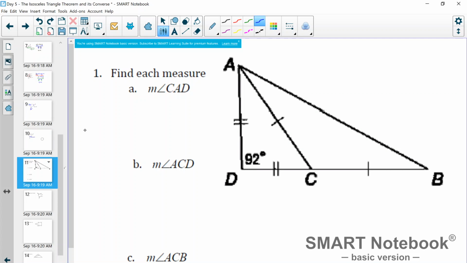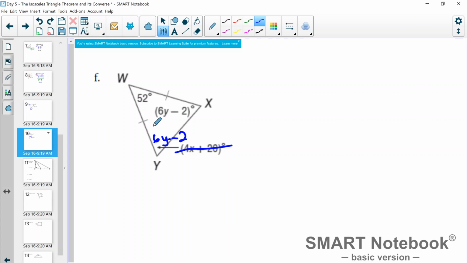And that is using the Isosceles Triangle Theorem and the converse of Isosceles Triangle Theorem to figure out different values of angle measurements and side lengths.